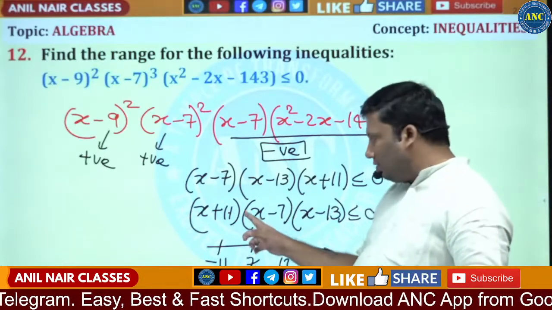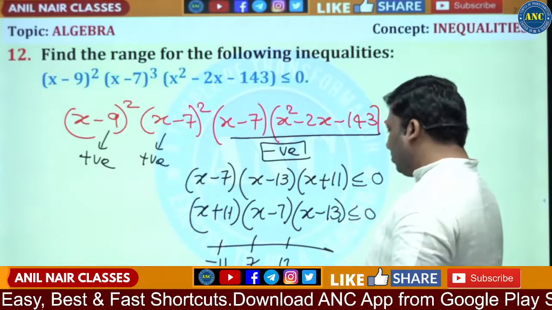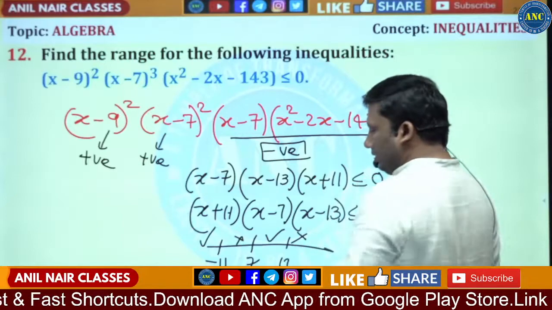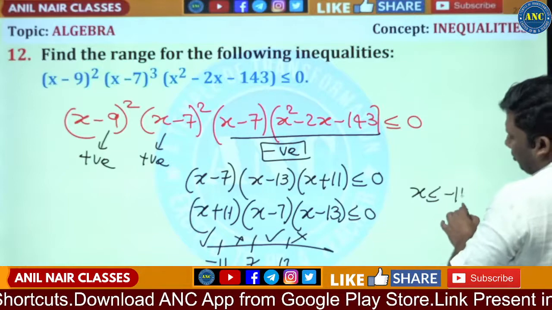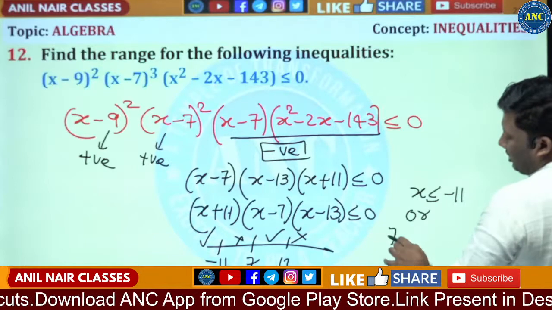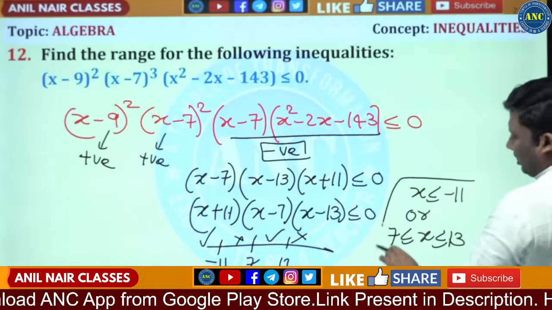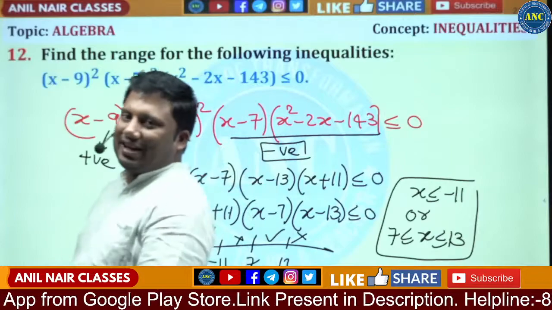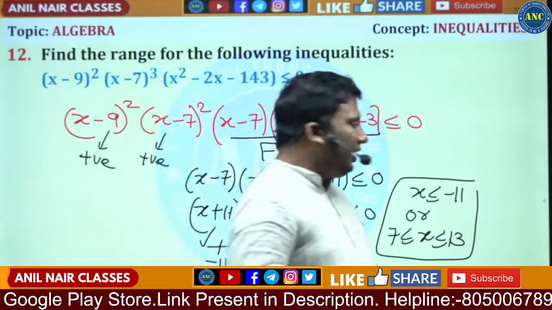If I put 0, 0 means positive, negative, negative, positive. But it is less than 0. Cross, tick, cross, tick. So the answer is x is less than or equivalent to minus 11, or 7 less than or equivalent to x less than or equivalent to 13. I hope the idea is very, very clear to you.